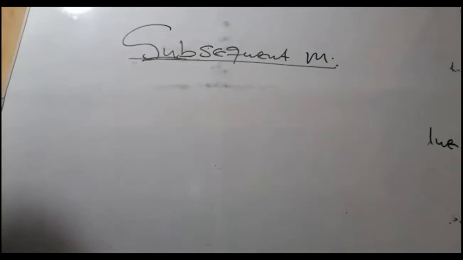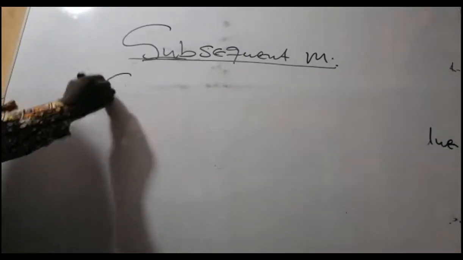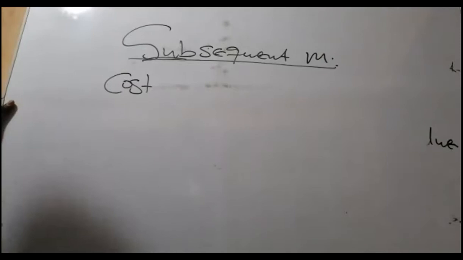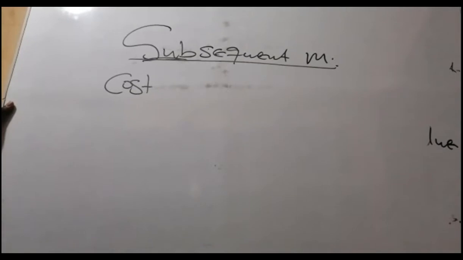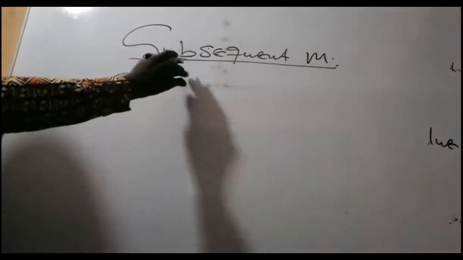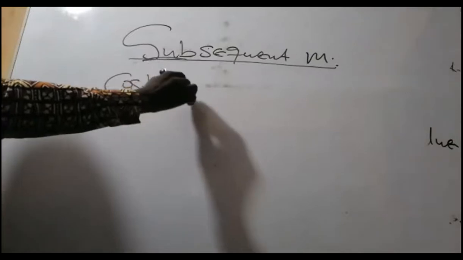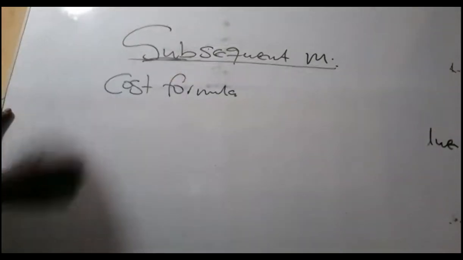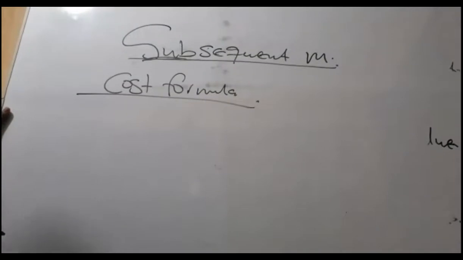IAS prescribes certain cost formulas. How do you get the cost? IAS outlines some procedures or methods that we can use to arrive at the cost of inventory, the subsequent cost, not the initial cost. The initial cost is already done. So we call them cost formulas.